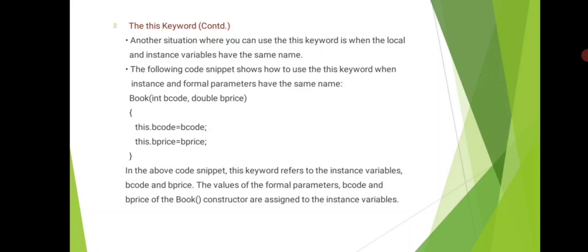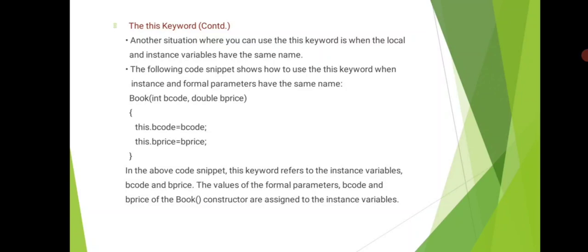Always, what does this do? It is pointing to the current object, as said. Since it points to the variables in the object, this dot b code is nothing but the instance variable. So this dot b price is also an instance variable, but without using this, b code and b price are the local or formal arguments, the values coming as arguments. So to avoid the ambiguity error, we are using this keyword when the instance variable name as well as the local or formal argument name is the same.